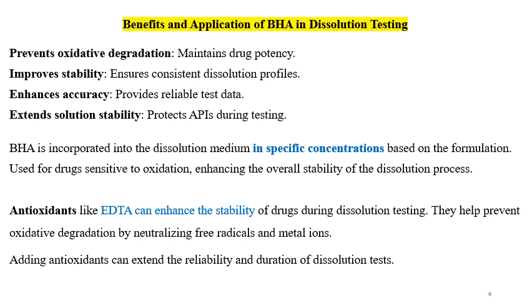BHA can prevent the oxidative degradation and that's why it maintains the drug's potency. It ensures consistent dissolution profiles, provides reliable data, and protects the API during testing. So you can rely on the dissolution results. BHA concentration or level in the medium is required to be optimized during method development. And BHA is used for those drugs which are sensitive to oxidation, and BHA can enhance the overall stability of the dissolution process.